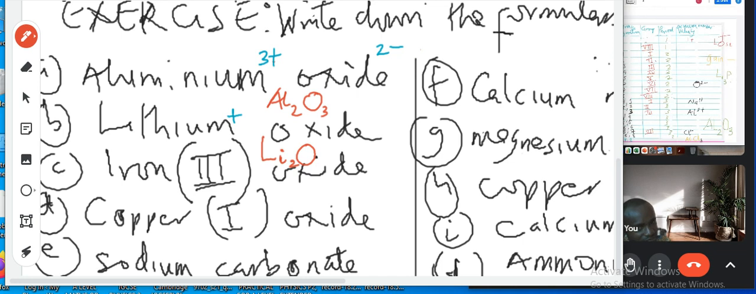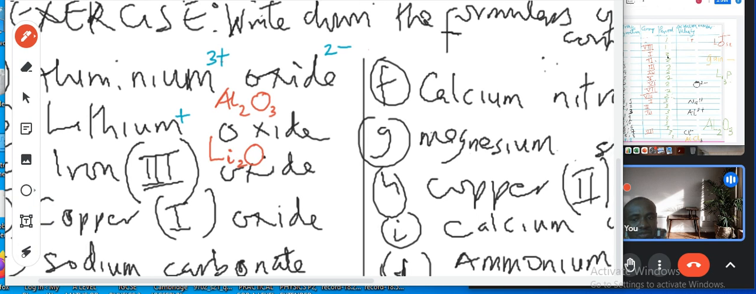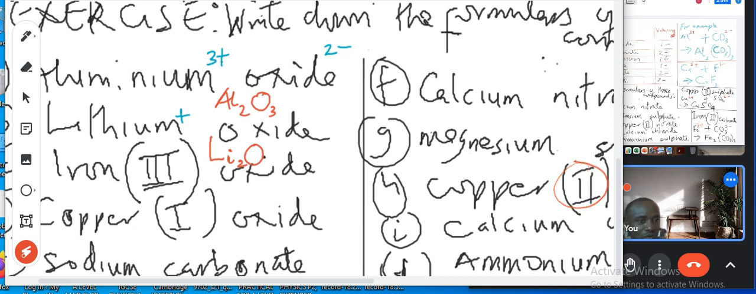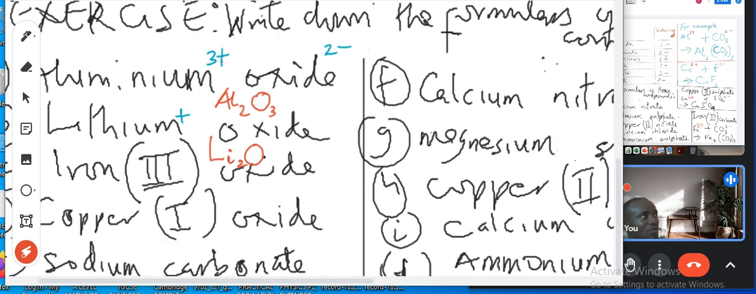There are some elements that have multiple valencies. I need to talk about that. For instance, look at copper. It can have a valency of 1 or even 2. Iron can have a valency of 3 or 2. Carbon can have a valency of 4 or 2. They can have multiple valencies depending on the element they've combined with.